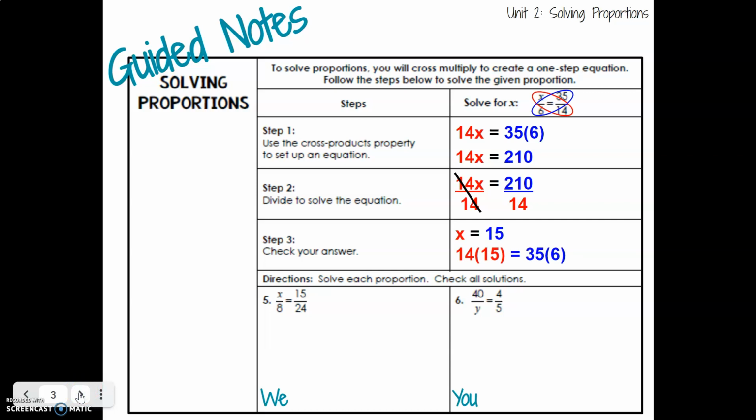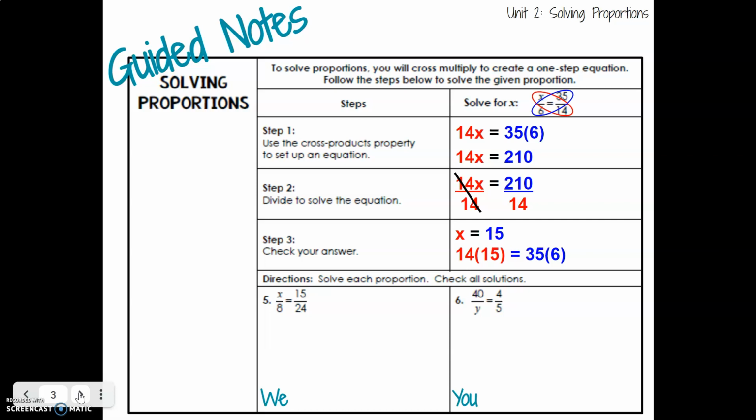In order to check that, I substitute that 15 where the x was, and I rewrite my original equation. 14 times, instead of x, I'm going to put 15, equals 35 times 6. When you work it out, it's going to be 210 equals 210. And that's how you know you got the right answer. So your answer is x equals 15.